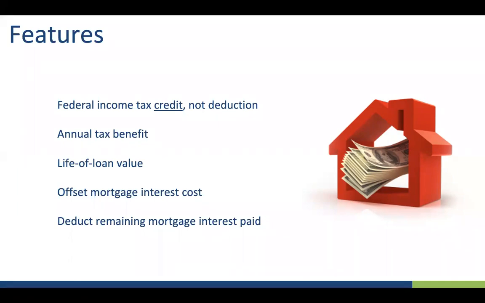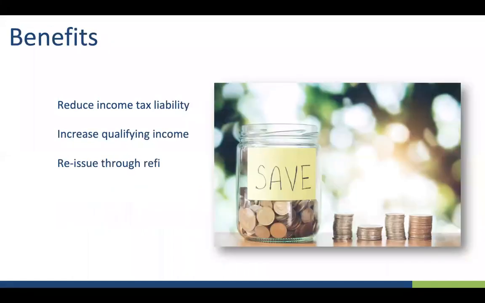The mortgage interest deduction remains available even with an MCC for the portion that you can't claim as a tax credit. What does this do? It reduces your income tax liability. It increases your qualifying income in some cases, because some mortgage credit certificate providers will allow you to take that annual credit and apply that back to qualifying income, because they know you're going to get that tax credit at the end of the year. And some providers will let you reissue that certificate through a refinance, which is a huge benefit to carry that over and continue to leverage that credit as you pay mortgage interest throughout the years.